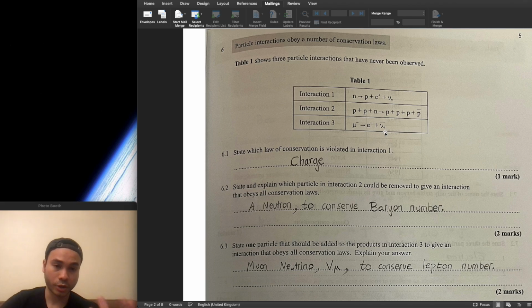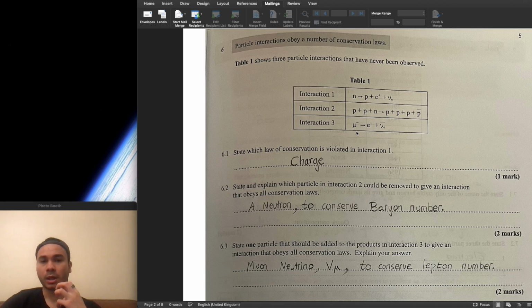Let's look at the charges first of all. So you have minus on the left, minus on the right. This is neutral, so 0 charge. Baryon numbers are going to be 0 on both sides because these are all leptons, so we don't need to worry about baryon numbers. Let's look at lepton numbers.